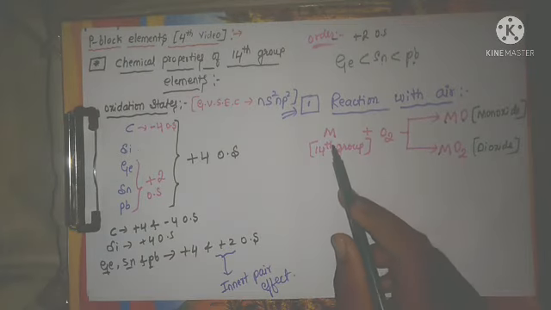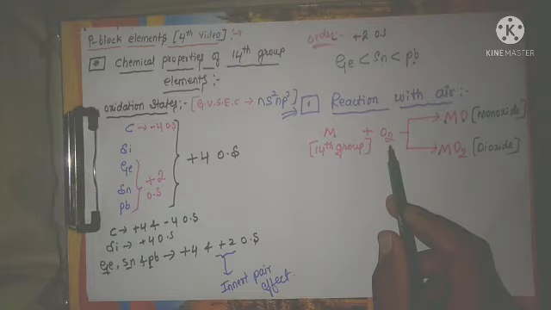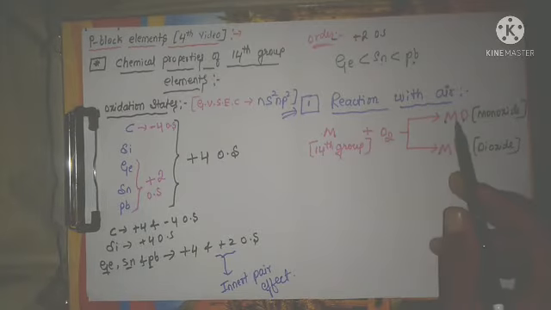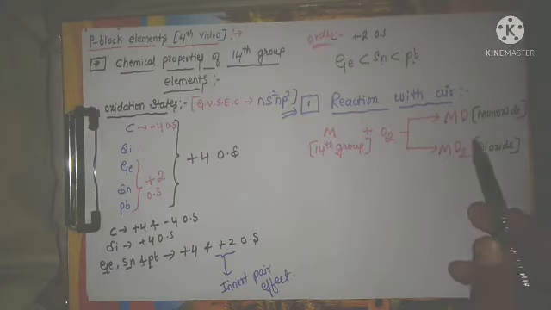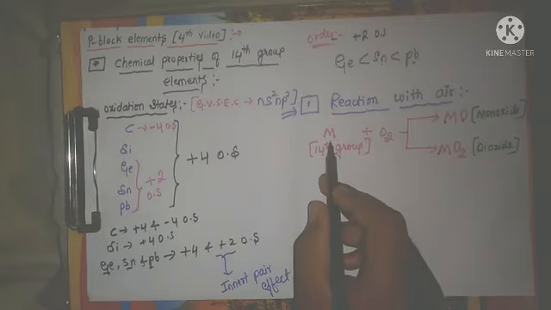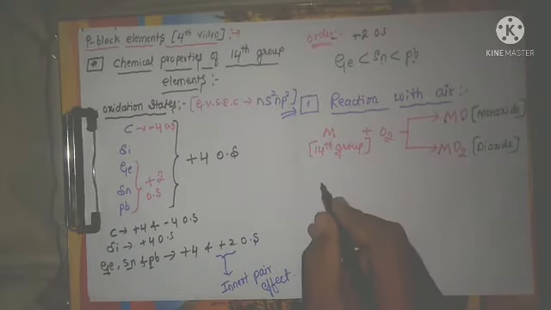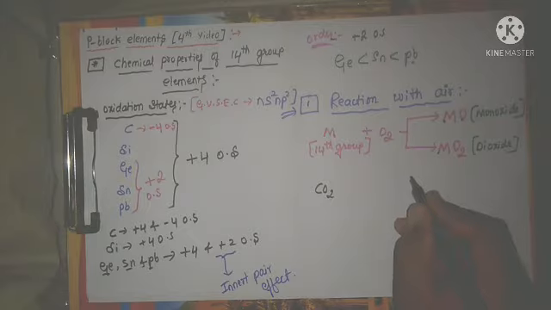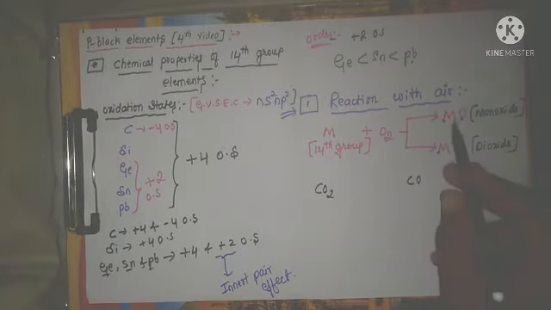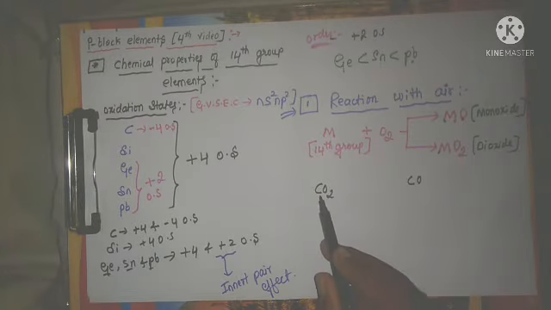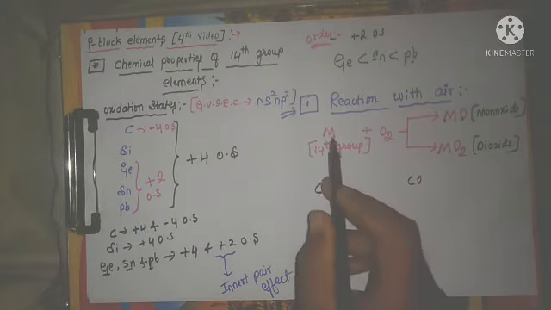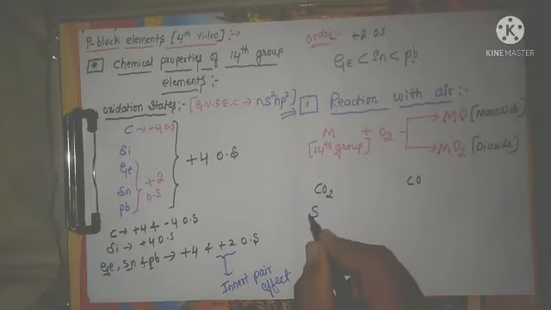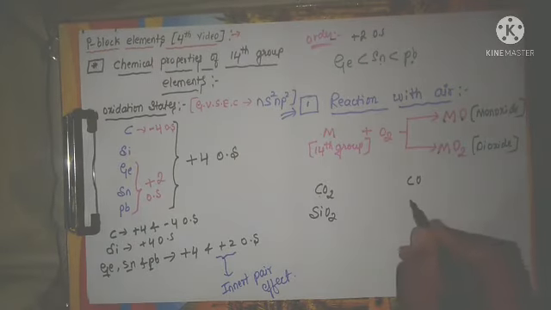Dioxide means when these 14th group elements react with oxygen, they can form two compounds: monoxide as well as dioxide. Now if M means carbon, then it may form carbon dioxide and carbon monoxide. If M is silicon, then it can form silicon dioxide. Here silicon monoxide is not formed.